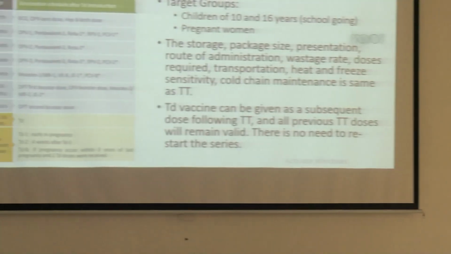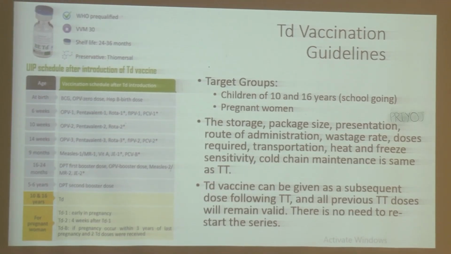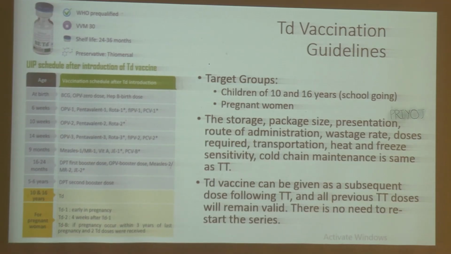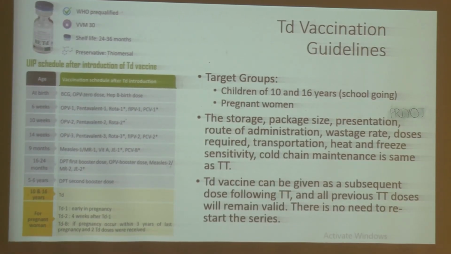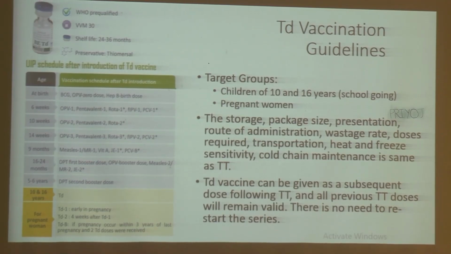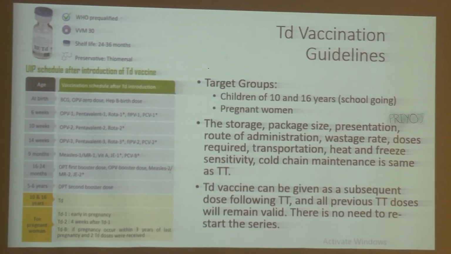What are the target groups? So for TD, that is children of 10 and 16 years, school going. Why school going? In school they will play and get cuts and wounds, and from there both can happen. Corynebacterium can cause diphtheria, and Clostridium tetani can cause tetanus. That is why they have been made a priority. And pregnant women, obviously to prevent neonatal tetanus and also diphtheria.